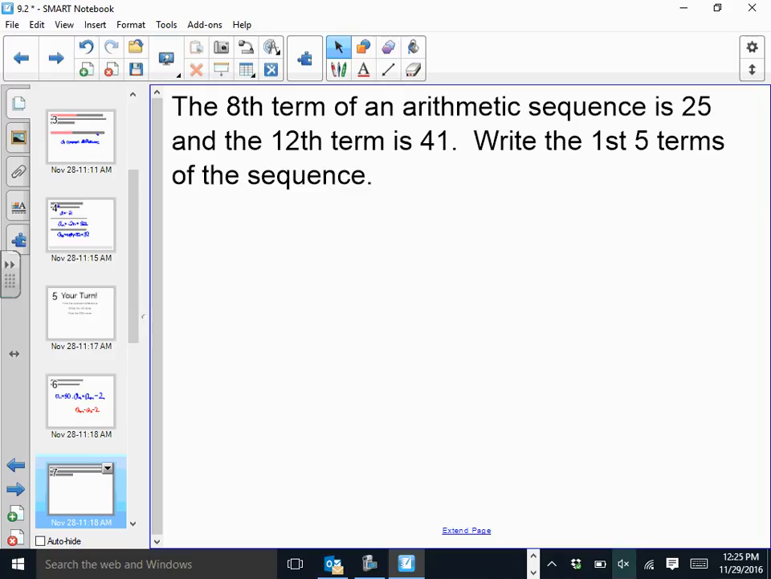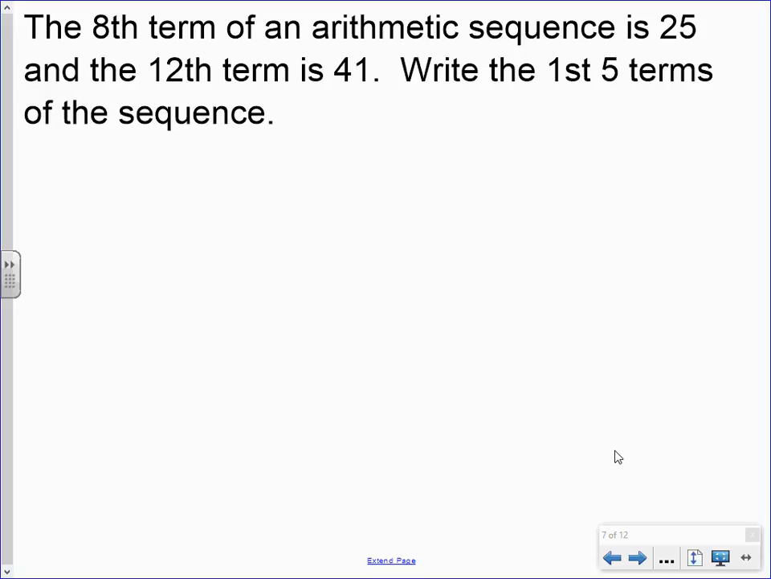Okay, so you were to be brainstorming about this. We know that the 8th term is 25 and the 12th term is 41. How will we find the first 5 terms? Okay. If this is an arithmetic sequence, what do we for sure need to figure out? The common difference. Okay. How might we be able to figure out the common difference?